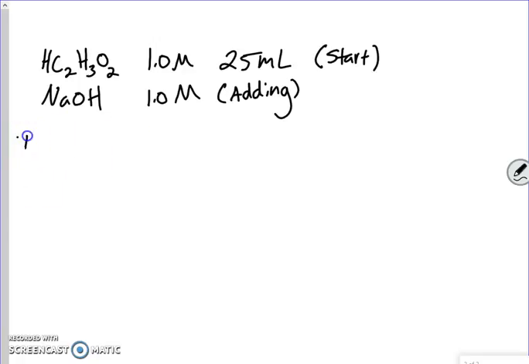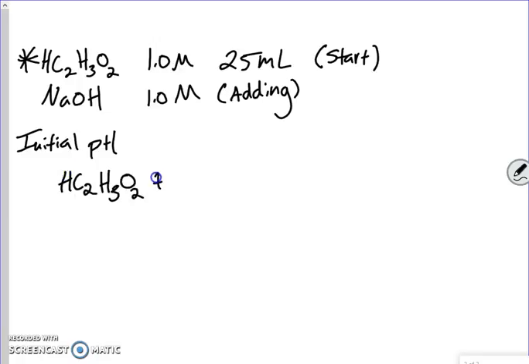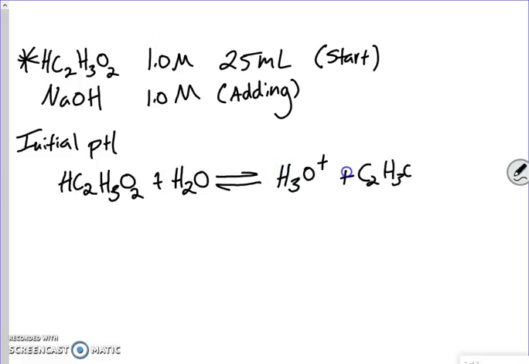So let's say we're talking about the initial pH of the solution. This is where you have to ask yourself, who's in the solution? Initially, all we have is acetic acid. So what is acetic acid? Acetic acid is a weak acid. What that means is, what we've been doing all the way along, is that acetic acid is going to dissociate only a little bit, into hydronium ions and acetate ions.